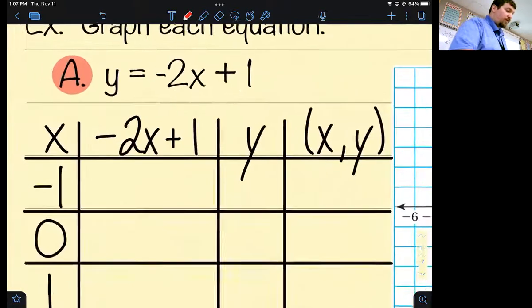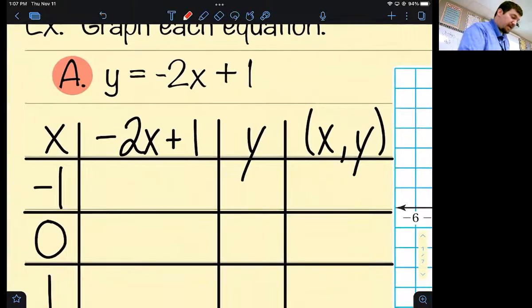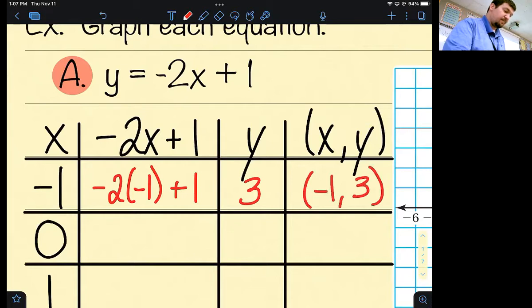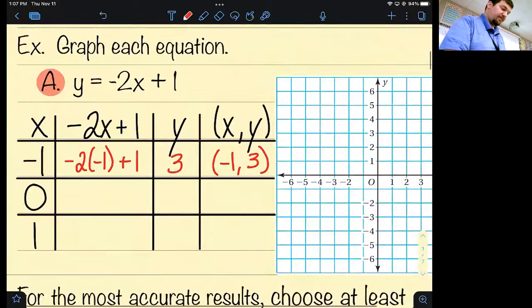So let's plug in -1 first. If I plug in -1, that means I have to do -2 times -1. What's that? 2 plus 1. 2 plus 1, 3. So when I plug in -1 for x, that makes the y coordinate 3. And so that's the coordinate point -1, 3. Take a minute to go graph that. Take a second to go graph that. I don't think you need a full minute.